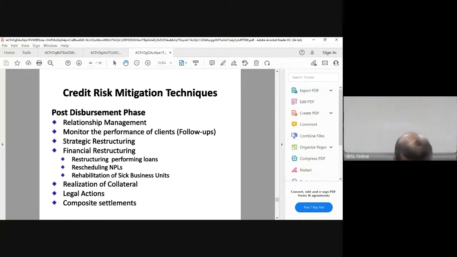Composite settlement is where you come to an agreement to accept a low amount of money instead of a large amount of money. If I put this into numbers, let's say there's a loan of 10 million in NPL, and interest arrears is about 8 million. Sometimes the interest becomes larger than the loan granted over a period of time. So let's say 18 million outstanding, that is capital plus the interest.